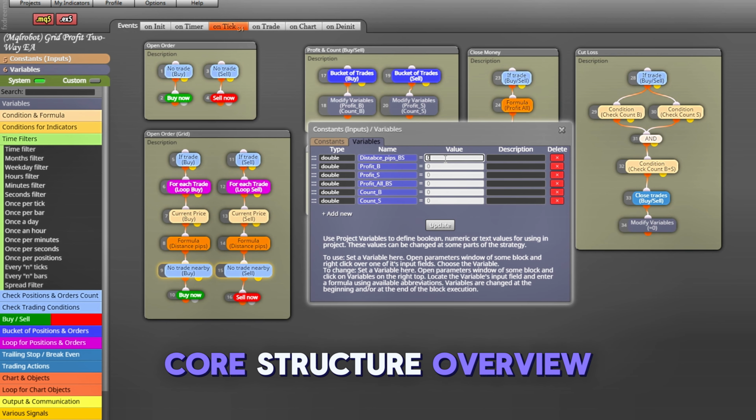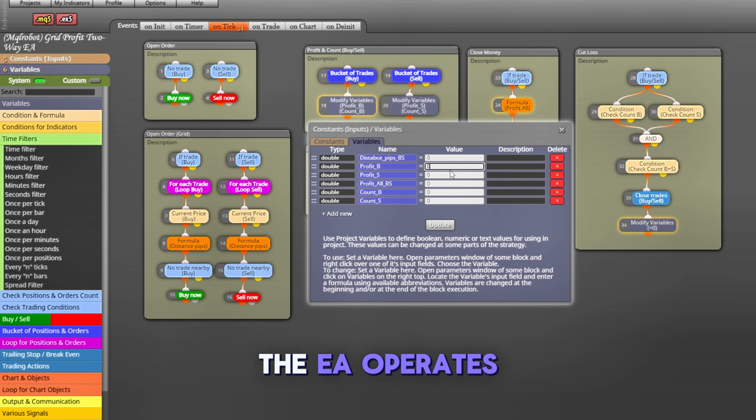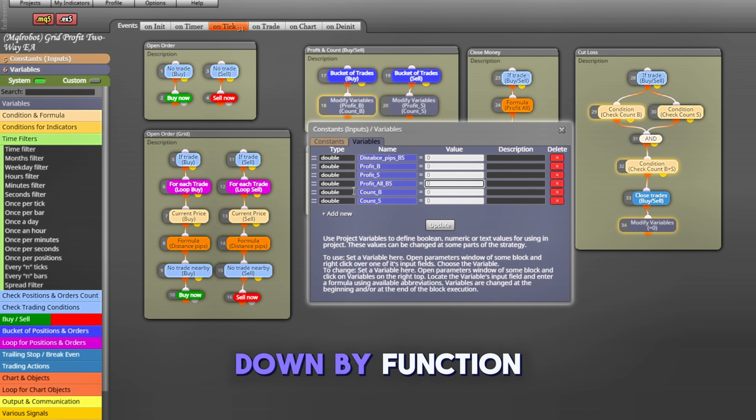Core structure overview. The EA operates through several interconnected blocks. Let's break them down by function.